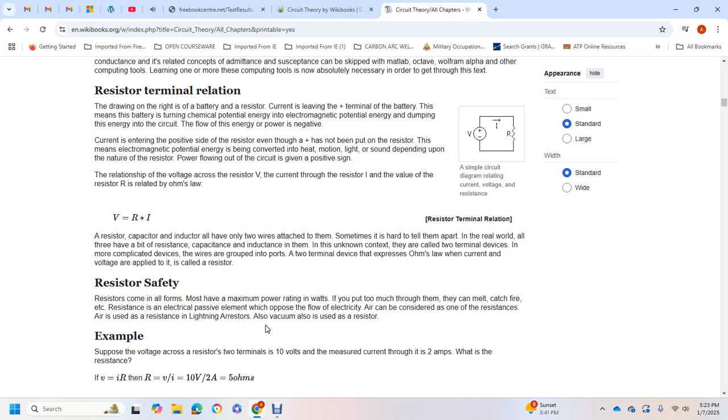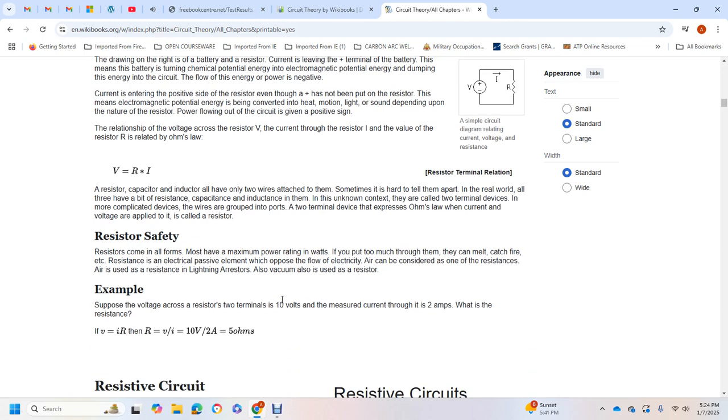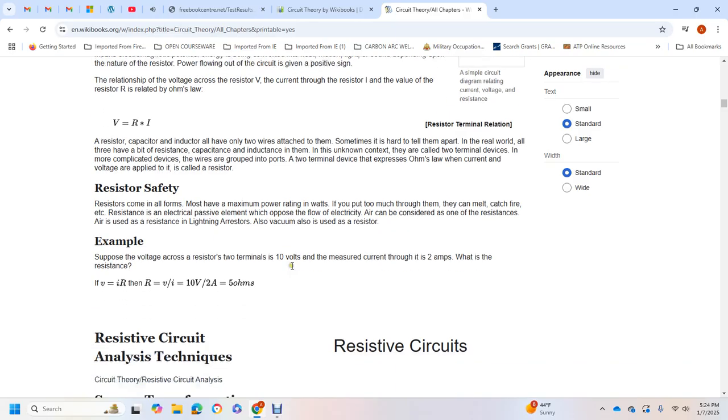Resistance is the electrical passive element that opposes the flow of electrons. Air is considered one of the resistance sheaths of resistant lightning arresters, and a vacuum is also a resistance sheath of resistors. Example: the voltage across a two-terminal resistor is 10 volts with a measured current of 2 amperes. The resistance is equal to the volts over the amps, or 10 volts over 2 amps, which equals 5 ohms.